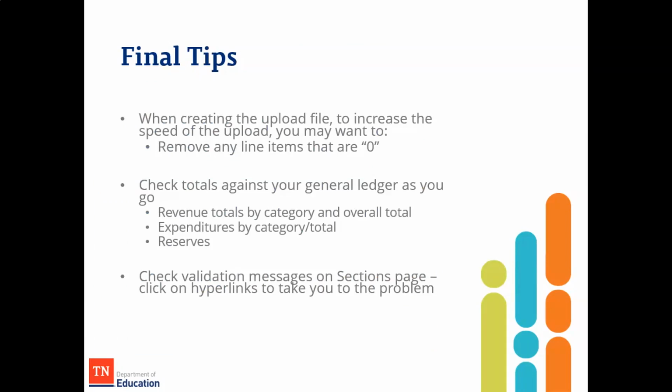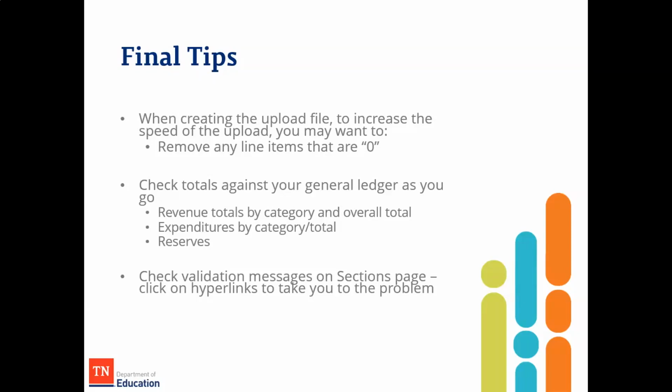Be sure to check totals against your general ledger as you go. Look at your revenue totals by category and overall total to make sure that your books match what you're uploading in ePlan. The same for expenditures. Look at expenditures by category and total to make sure your books reflect the same thing you're uploading in ePlan. Make sure they match. The same thing for your reserves. Make sure they both match.